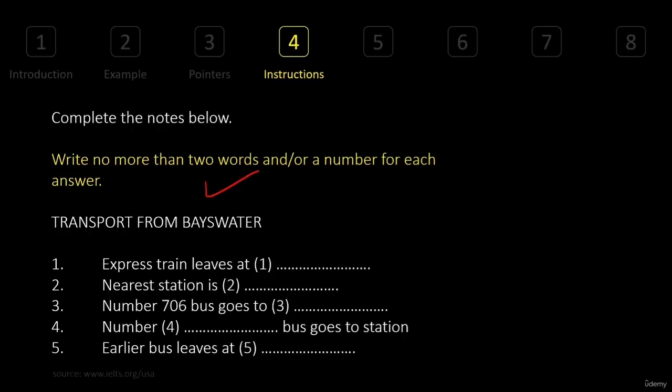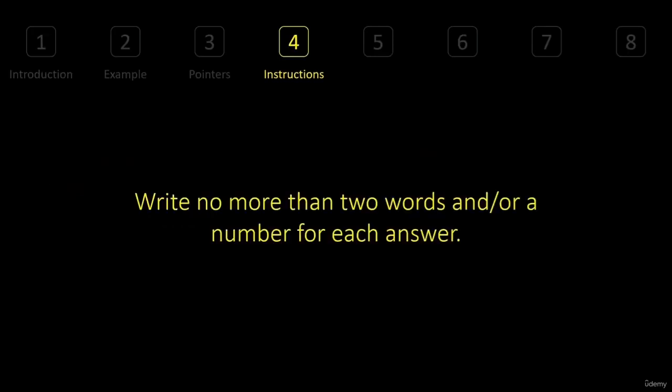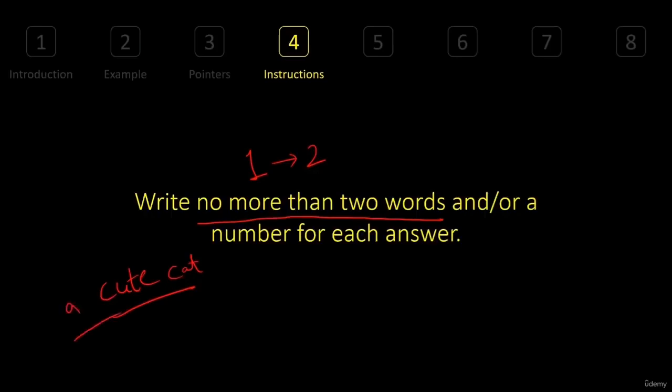Write no more than 2 words and or a number for each answer. Let me just zoom in to get an idea what it means by that. What does it mean? No more than 2 words means you cannot go beyond 2. You can write the answer as 1 word or 2 words. For an example, I say cute cat. Well, cats are my favorite. So this is correct. If I add a cute cat, it's incorrect.